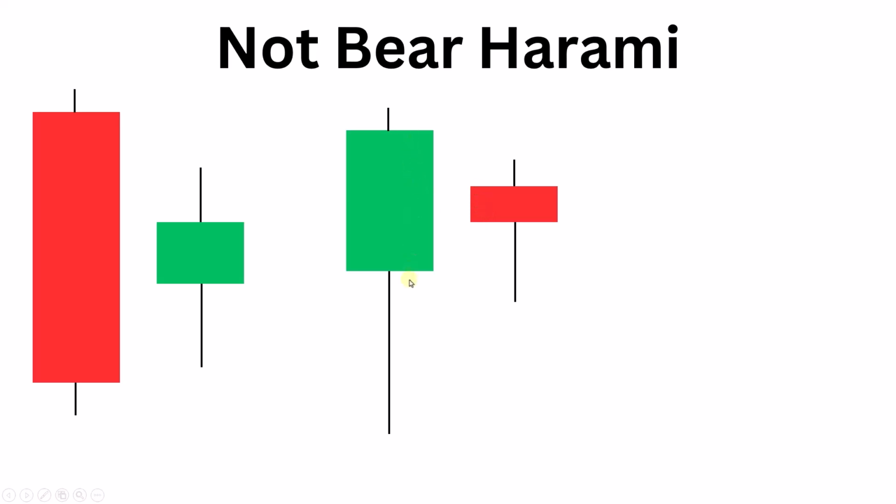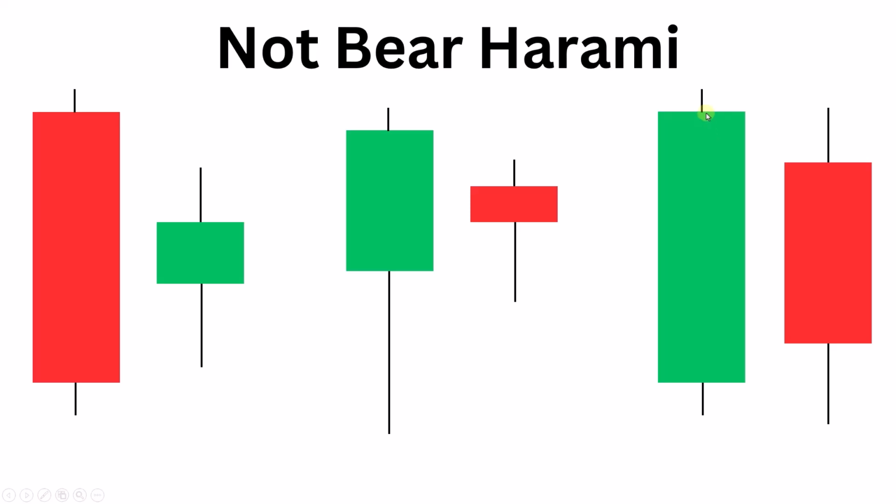No, that should not happen. When you look at a pattern, it must be evident that the second candle size is less than 25% of the first candle size. Okay, only then can you consider it as a bear Harami.